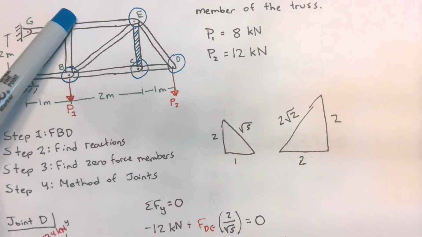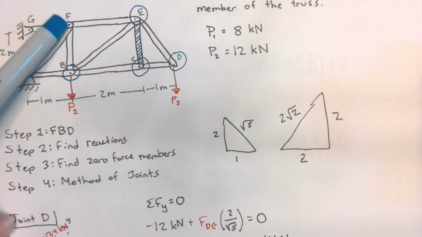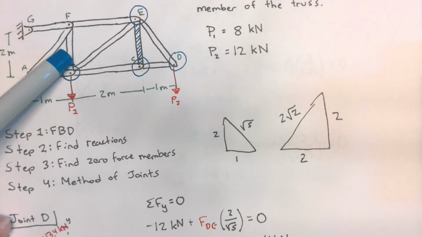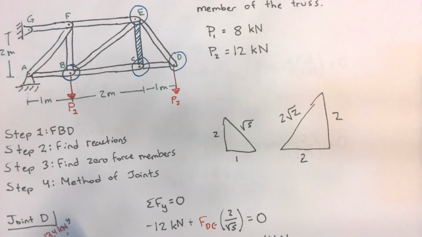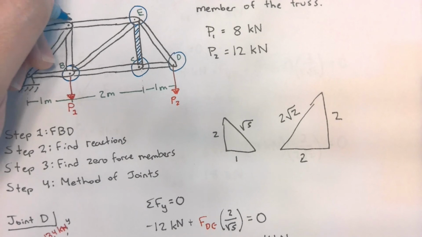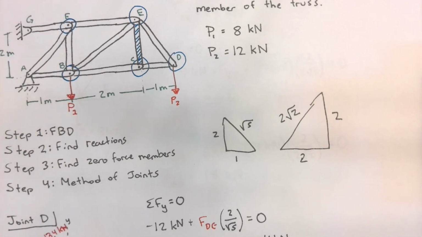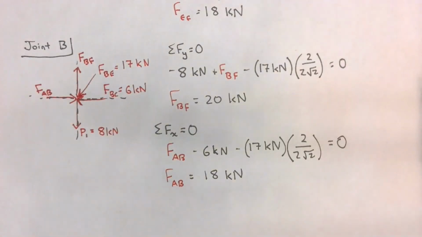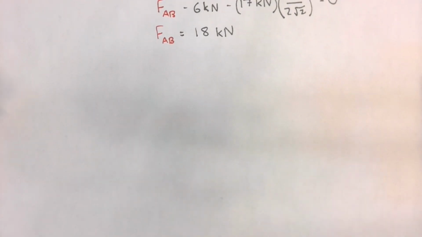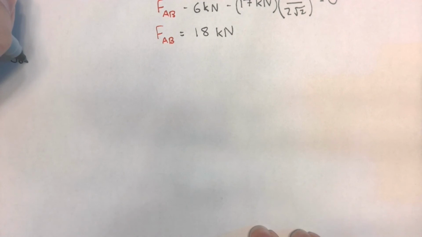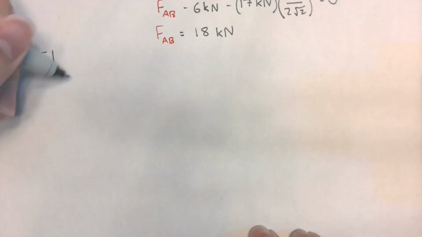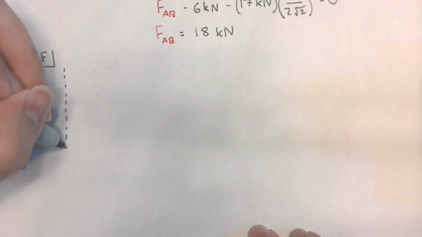Now we can jump to joint F, and after that we should be done, because once we get to joint F, we'll find these two force members, so we don't really have to go through joints A and G, which are actually at the hinge. So now, for my final step, I'm going to solve for joint F. I'm going to draw my free body diagram.